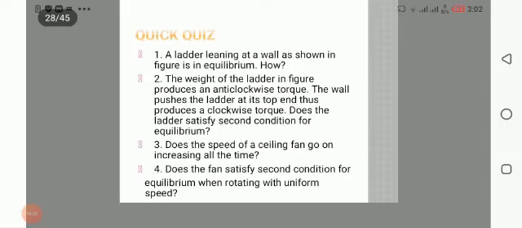This is an assignment for you, my dear students. Quick quiz. There are 4 questions. A ladder leaning on a wall as shown in the figure is in equilibrium. The weight of the ladder in the figure produces an anti-clockwise torque. The wall pushes the ladder as a stop. This quick quiz is mentioned in your textbook. Write down the assignment and send it to me on my WhatsApp number.